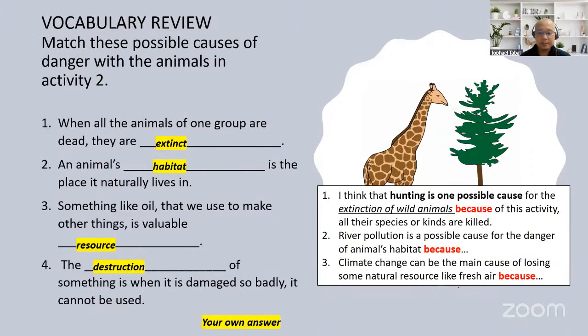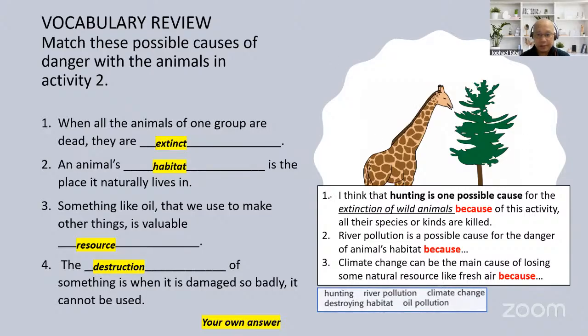So here, I want you to have your own answer, okay? So the question here is the causes. Right? So what is the possible cause of, yes, I want you to continue the sentences here, okay?